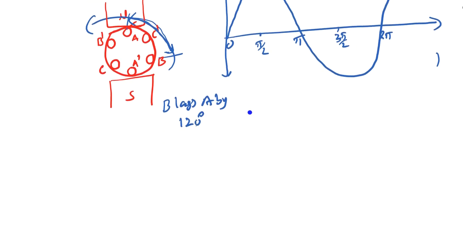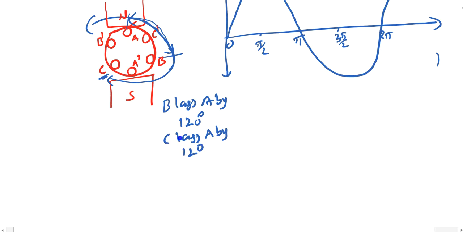Similarly, if you see here, my C lags A by, sorry, 240 degrees. But my C lags B by 120 degrees. So these are the different lagging conditions you can see with respect to this system now.